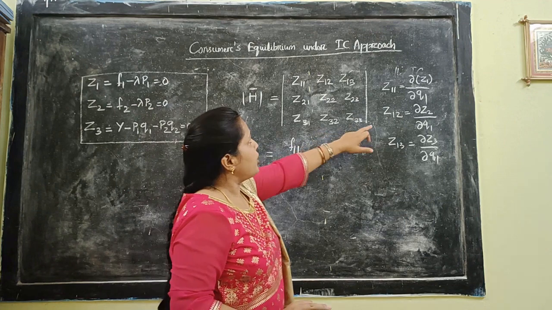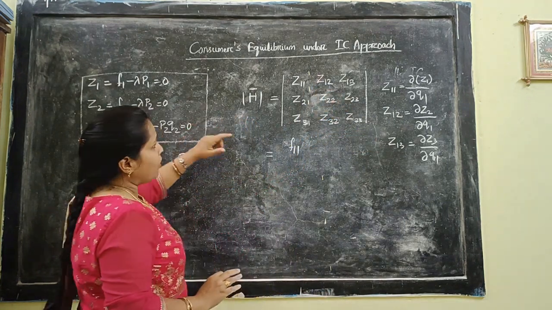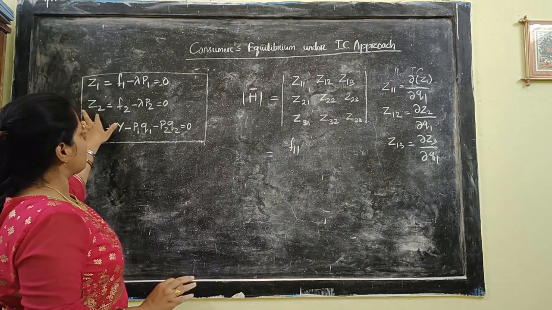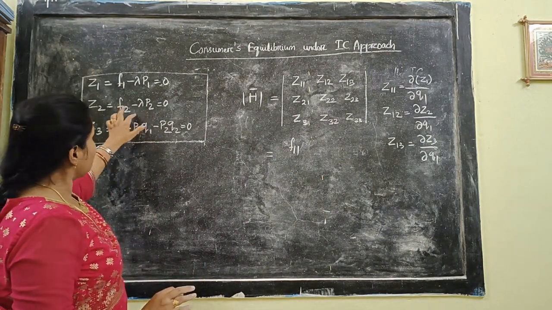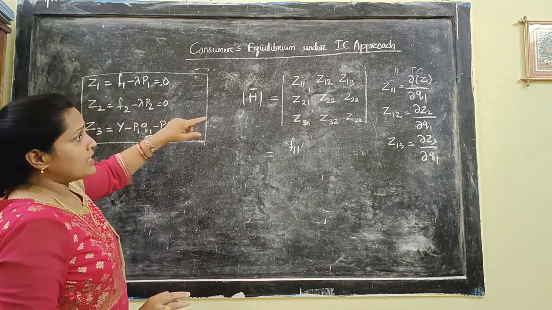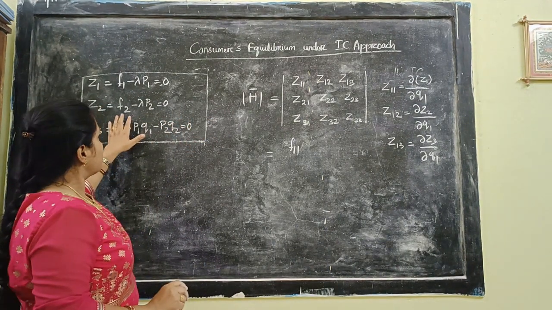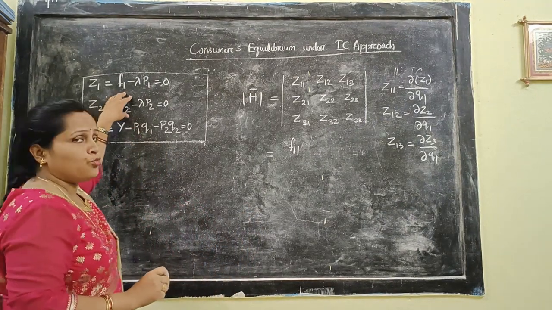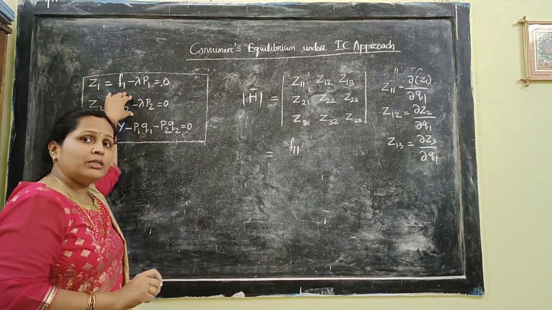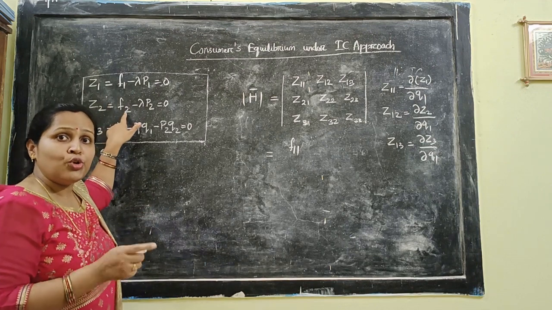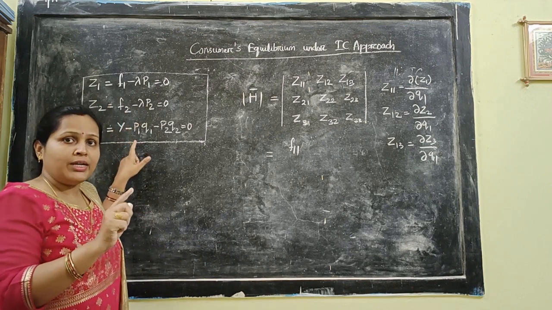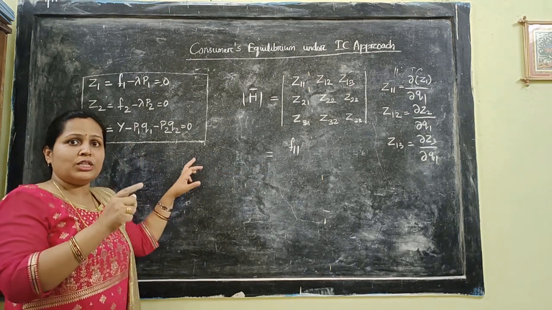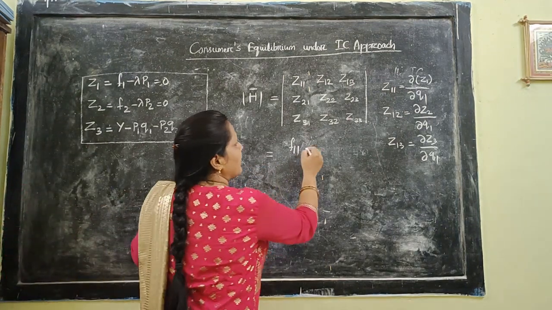For Z12, it is the partial derivative of the Z2 equation with respect to Q1. So it will be F12. Here this F2, what is this F2? F2 is the partial derivative of U with respect to Q2, right? If we partially derive the same with respect to Q1, we can write it F12.